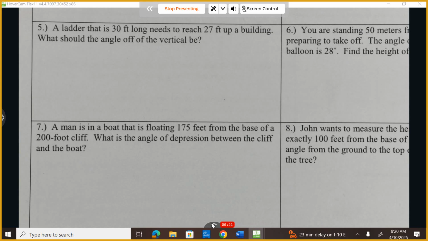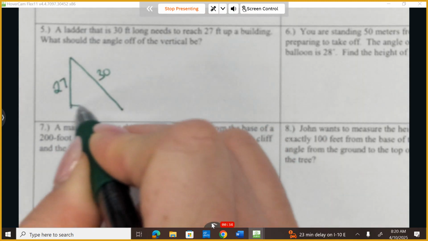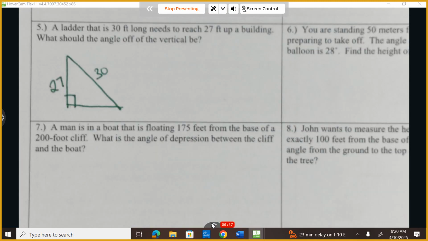And we're going to start by drawing a picture that models this information. A ladder that is 30 feet long needs to reach 27 feet up on a building. So can everybody please do this with me? This is 27. We have a ladder that is 30. What should the angle off the vertical be?